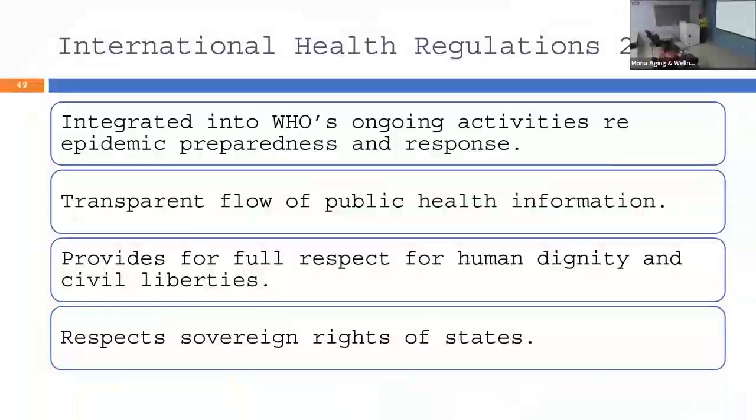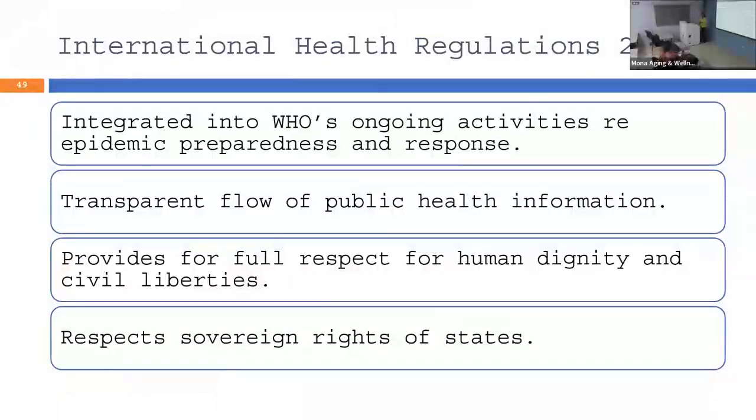All right, that's it, projecting. So it's integrated into WHO's ongoing activities. There should be transparent flow of public health information with full respect for human dignity and civil liberties, and importantly, respect the sovereignty of each of the member states.